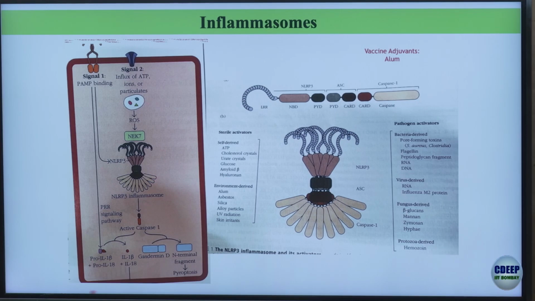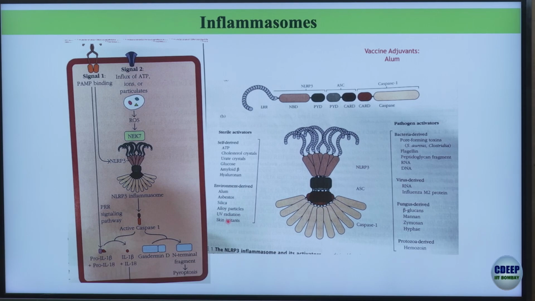So the inflammasome is a multi-protein complex, and that can be sensed by, you see the activators. Sterile activators, what does that mean? They have nothing to do with a pathogen: ATP, cholesterol crystals, urate crystals, amount of glucose, amyloid, whatever change in your cell can activate inflammation. And inflammation can be the good, the bad, and the ugly. Persistent activation of inflammation, not with a pathogen, but anything, can cause a super bad disease like cancers, okay? Second is environmentally derived stuff: alum, silica, alloy, UV radiation, skin irritants. They can also activate inflammation, okay?